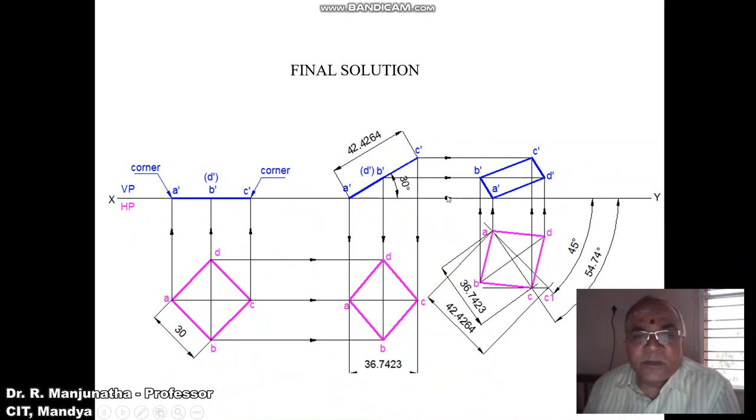Draw a horizontal projector from A dash, which is from the XY line, and draw a vertical projector from A to the XY line. So this point we are going to get as the A dash. Similarly, you draw a horizontal projector from B dash and D dash, and draw a vertical projector from B and also from D to the front view. These 2 points are going to intersect at the respective points of B dash and D dash. Similarly, draw a horizontal projector from C dash and draw a vertical projector from C. Both these 2 points are going to intersect at this point, and you mark this point as C dash.